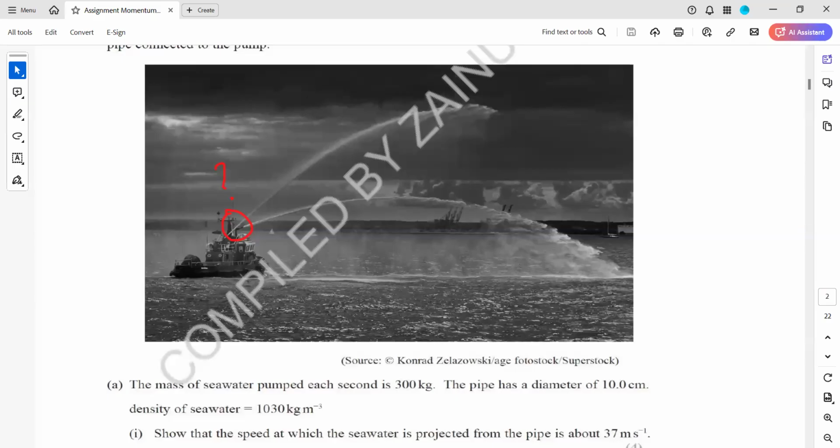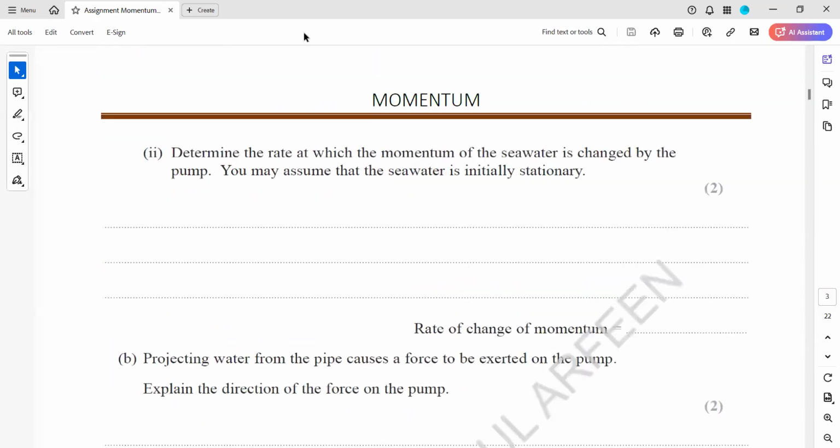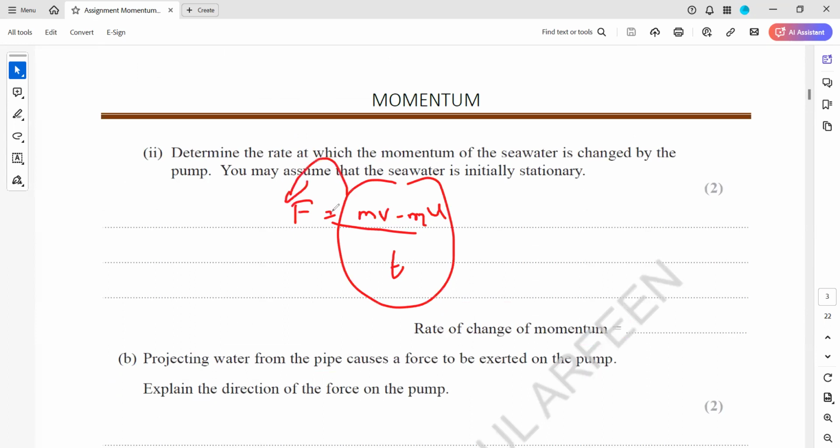Regarding the previous question, look at the question: it was rate of change in momentum. Rate of change in momentum is actually equal to force. If it was only change of momentum, then it is not force, it is impulse. But the rate of change in momentum is the force, because it is mv minus mu divided by t. That is, rate of change in momentum is a force, but change in momentum is an impulse.